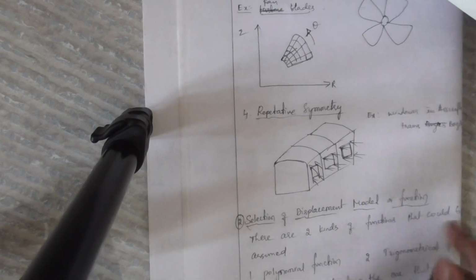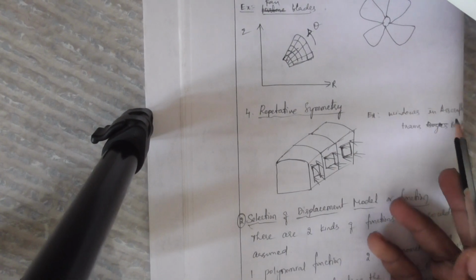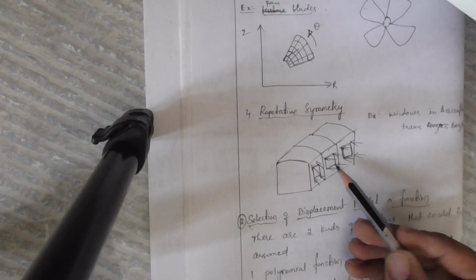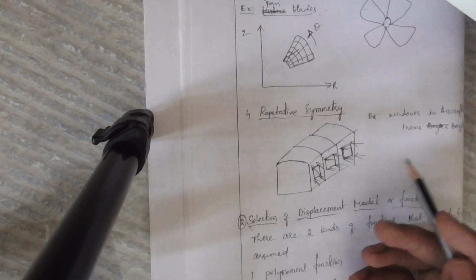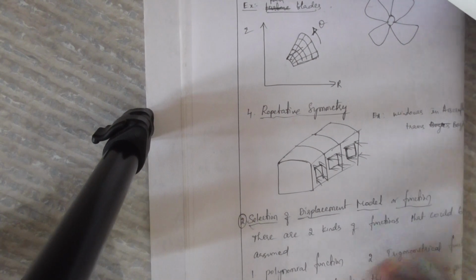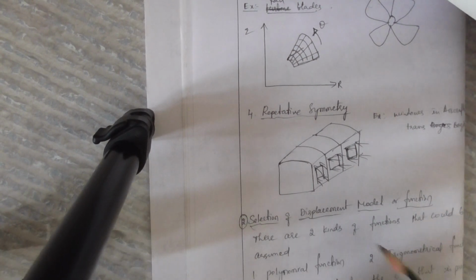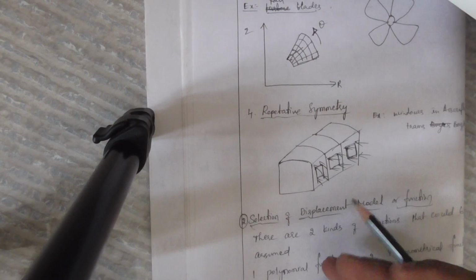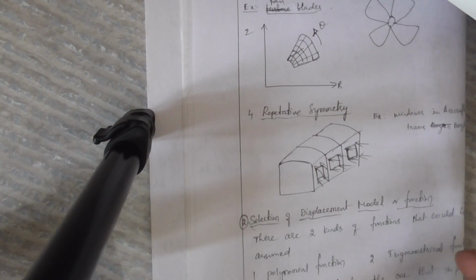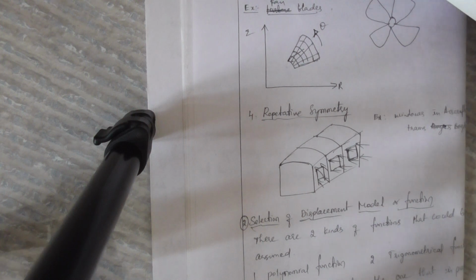Then the fourth one is repetitive symmetry. Just look at the windows of an aircraft or a train. All the windows are subject to the same kind of forces. Only one window you can analyze and you can tell the behavior due to the application of load. This remains for all the windows. If any geometry changes, then you can think differently.